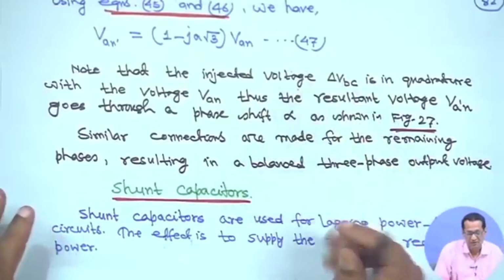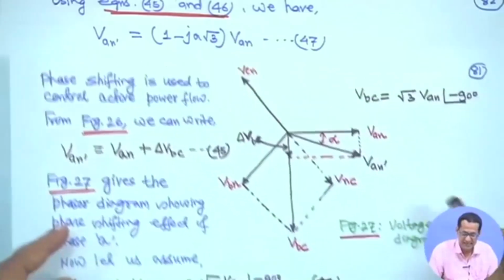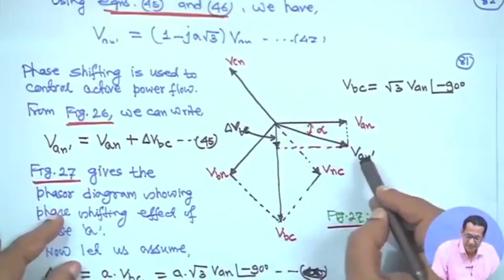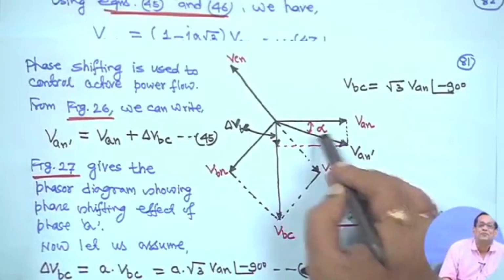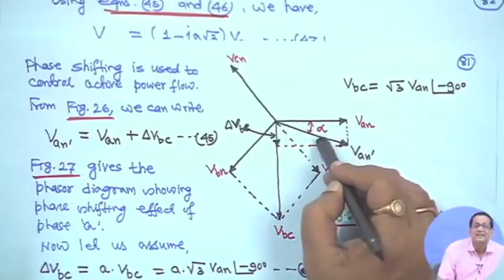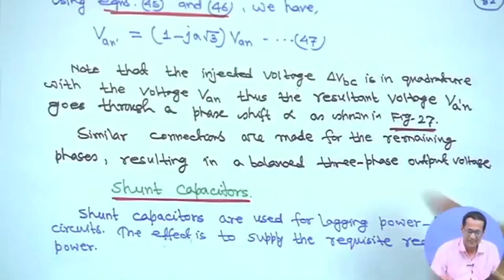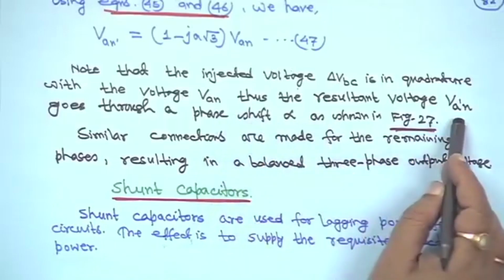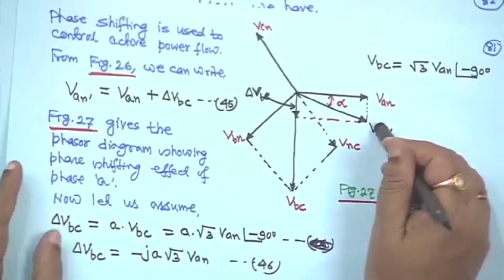This is equation 47. That means Van dash is given by minus j √3 with A being some fractional value. So, Van and Van dash are not in phase, but Van dash is lagging from Van by a phase shifting angle alpha. Therefore, note that this injected voltage delta Vbc is in quadrature with the voltage Van, and thus the resultant voltage Va dash n goes through a phase shift alpha as shown in figure 27, this one.